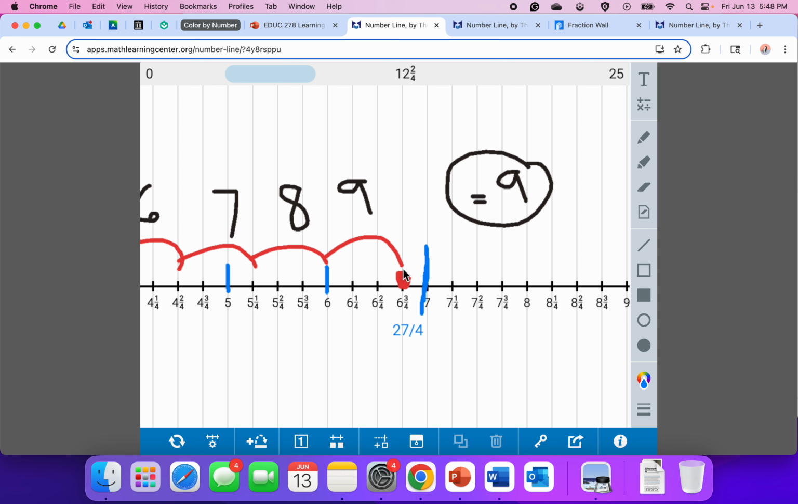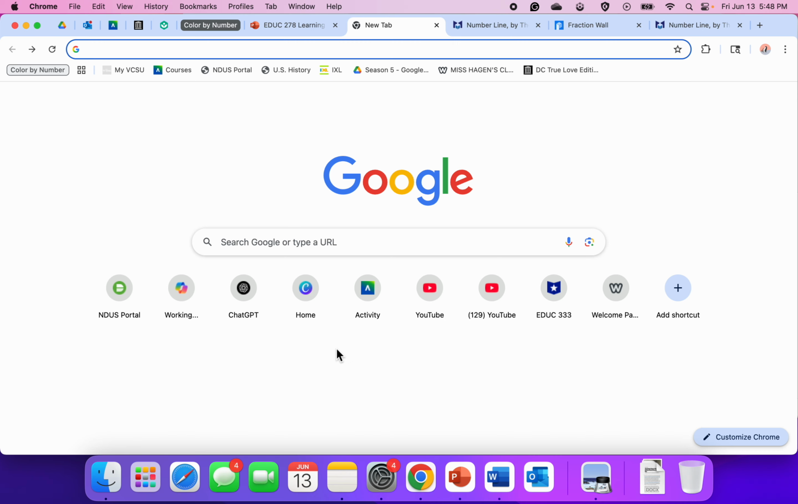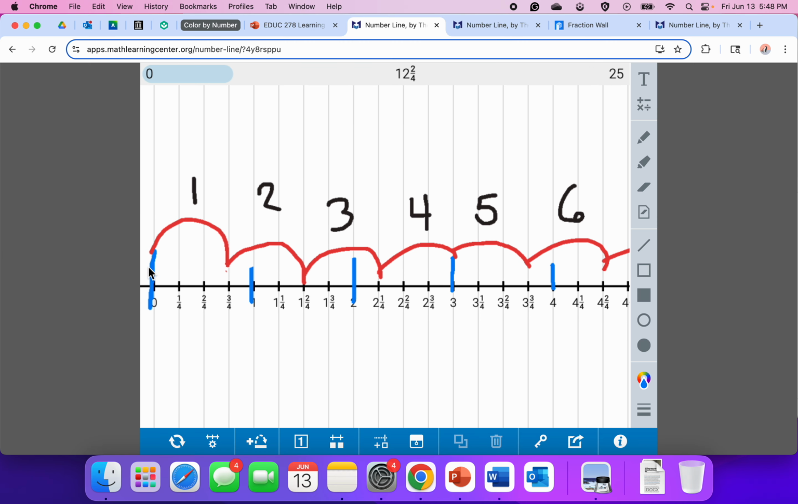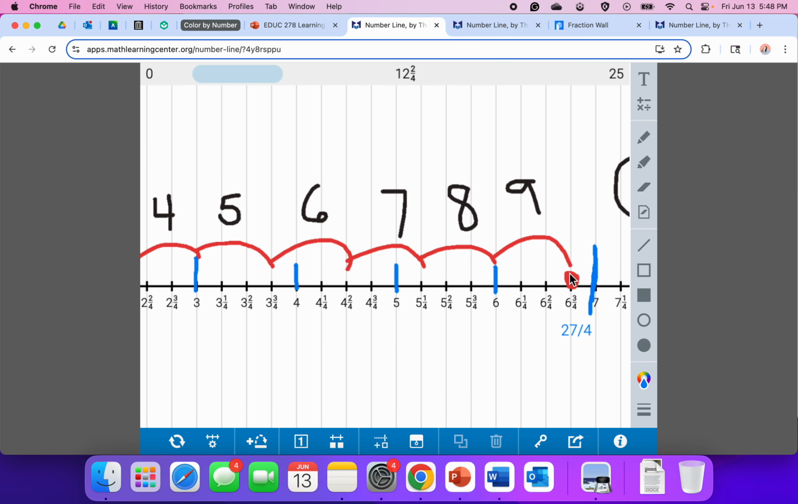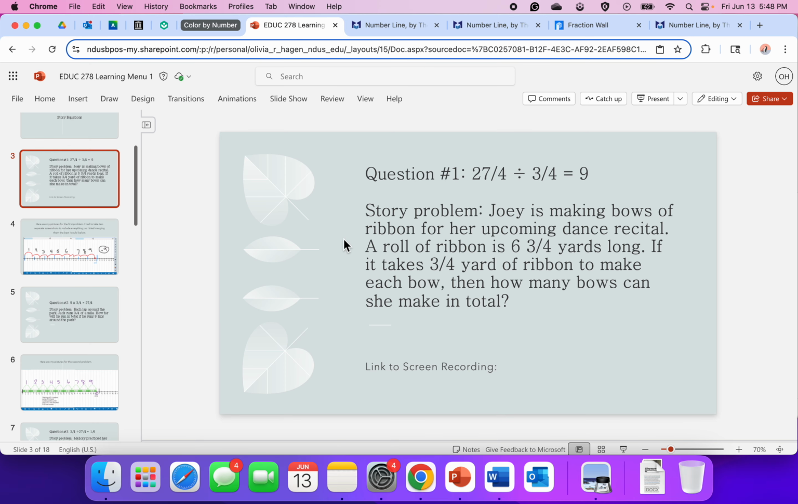So I went from 6 3/4 back 3/4 to 6. And I kept repeating this process until I got to 0. So then I went back and counted how many little jumps I made. So we got 1, 2, 3, 4, 5, 6, 7, 8, and 9. So that equals 9. So she can make 9 bows in total.